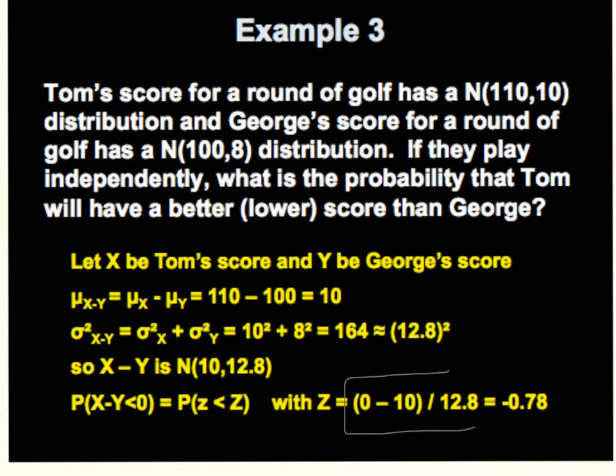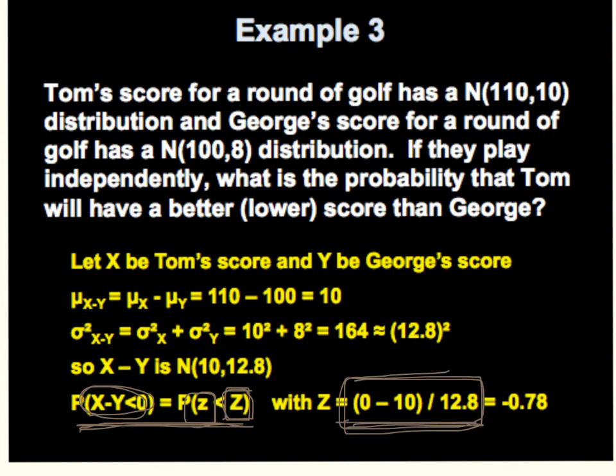If you look very carefully right here. And I understand when you read this part, you'll probably be a little confused, but the probability that x minus y is less than 0, so in other words, Tom won, he had a lower score than George, is the probability that my z-score is less than the standardized z-score, where the standardized z-score is right here. We're going to find that line, that 0 line, minus the mean, divided by 12.8, the standard deviation. I get negative 0.78.